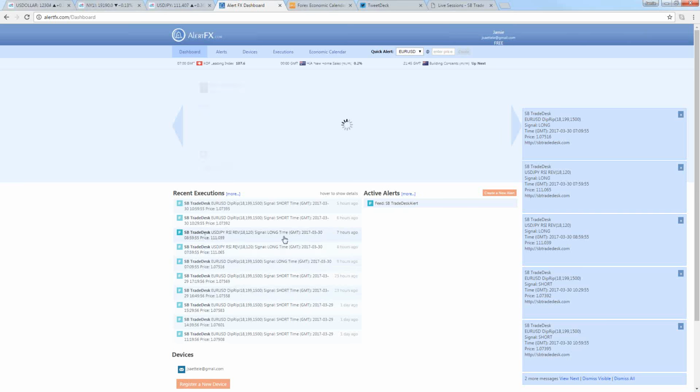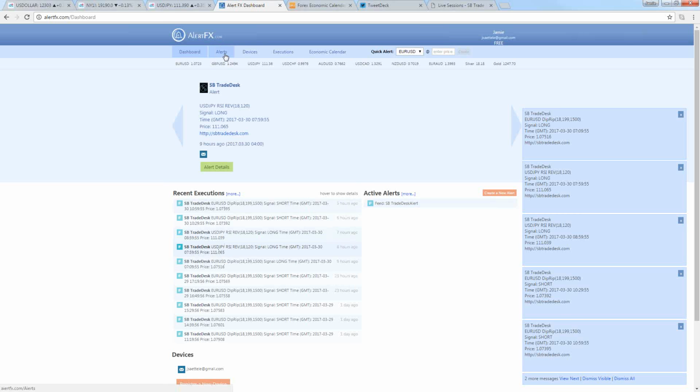And I put dollar yen on there, for example. I wanted to test to see if it worked. Dollar yen long signaled at 111.04 this morning at 9 a.m. Dollar yen long triggered 111.07 this morning at about 8 a.m. So you can see all that.